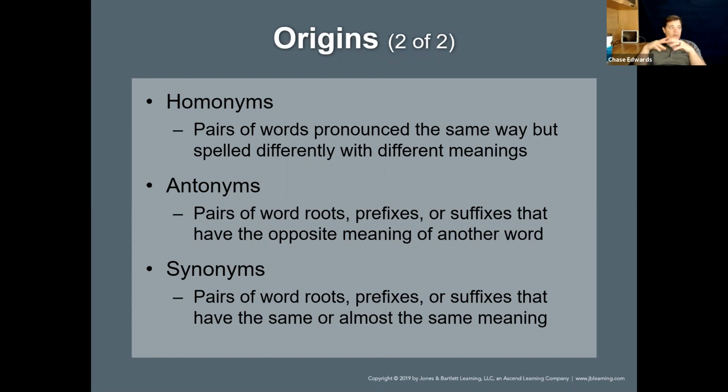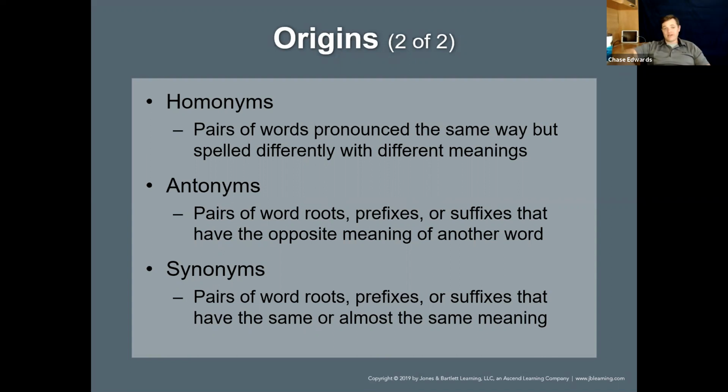Antonyms are pairs of a root word, prefixes or suffixes that have the opposite meaning of another word. So an example, EU or you, good, and mal, like malfeasance, bad. Dysphagia and dysphagia. That's right. Good one. Ad being toward, or ab, away from, when we talked about adduction or abduction. We'll get into that. It's easy to get those messed up.